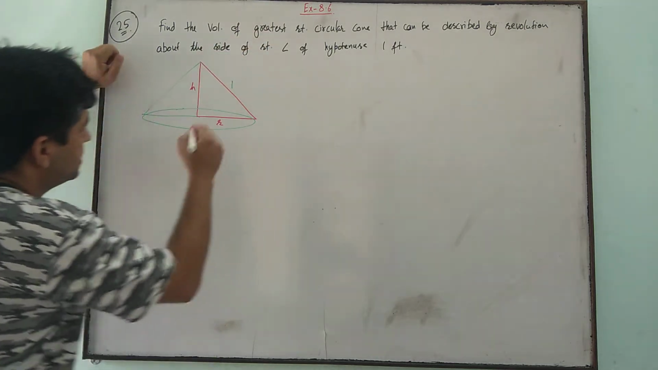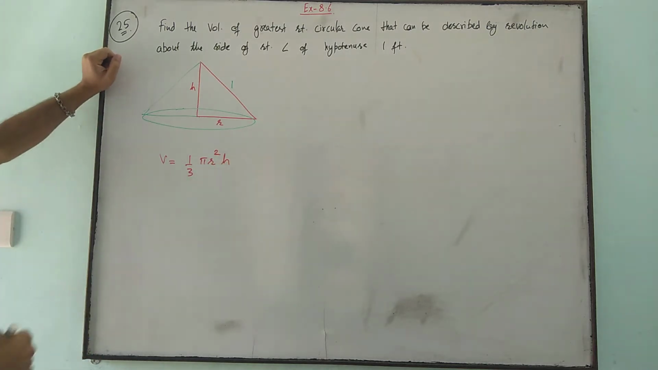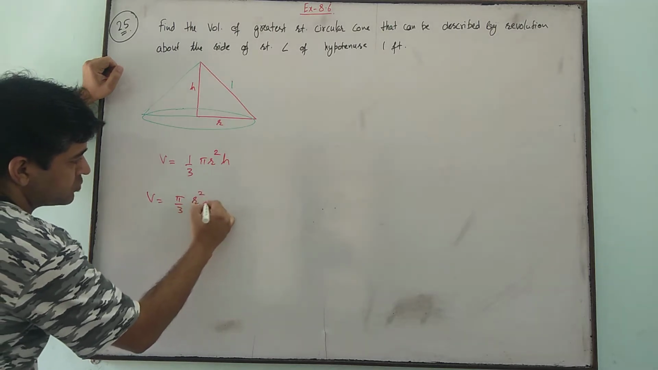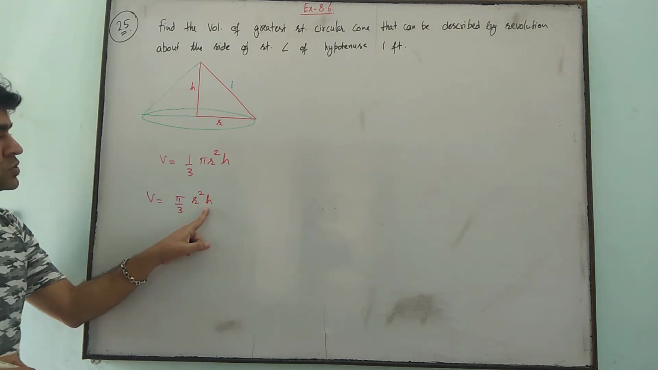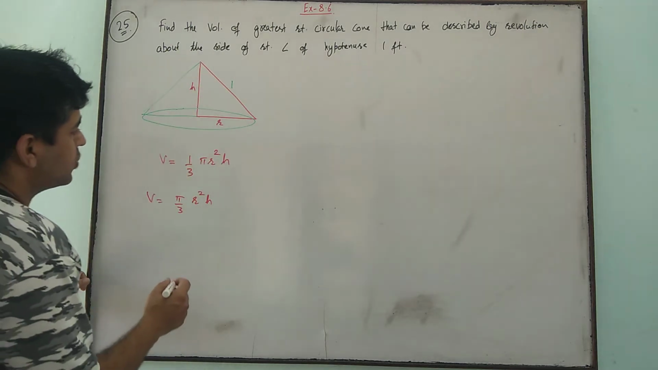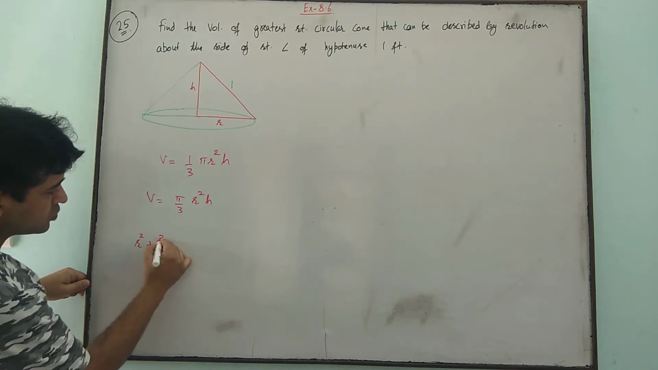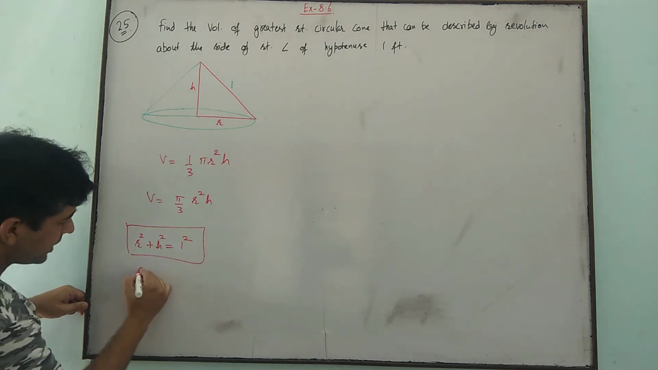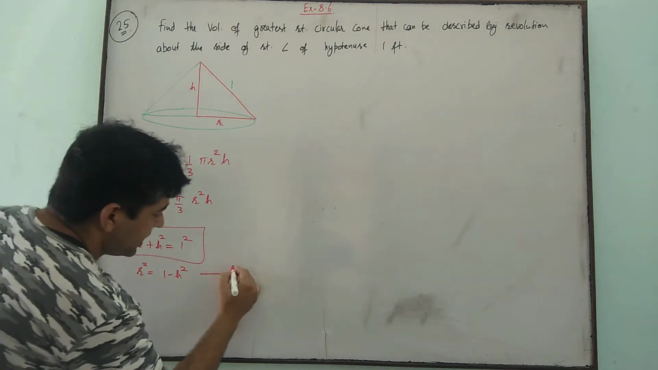Volume must be greatest. Volume is 1 by 3 pi r square h, that is pi by 3 r square into h. Now r and h are two variables, so we need to convert it into a single variable by using the constant given, and the constant given here is 1. So r square plus h square is equal to 1 square. This is the relation we can use. So we got r square is equal to 1 minus h square.